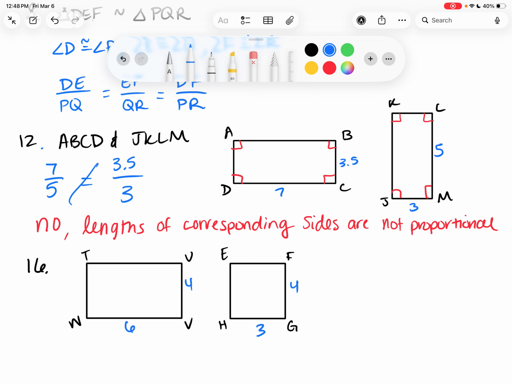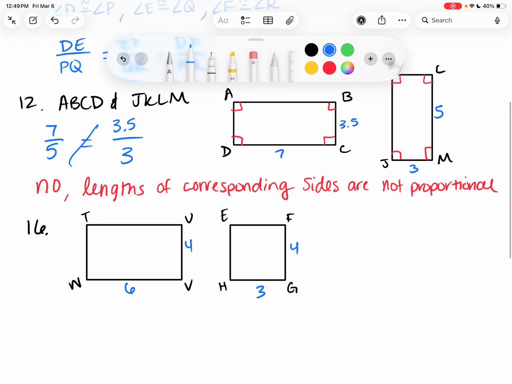All right, so I'm looking at this to determine if these are similar or not. They're obviously not facing the same way, but since they appear, aside from this one, to be rectangles, I would take the longest sides and put them over each other, and then the shortest sides put them over each other, and they should reduce to be the same if they are similar. So in this case we would have WV over FG, so that would be 6 over 4, is equal to UV over HG, so 4 over 3.